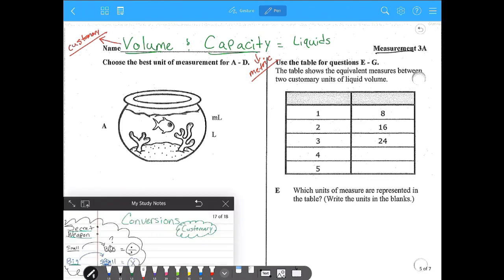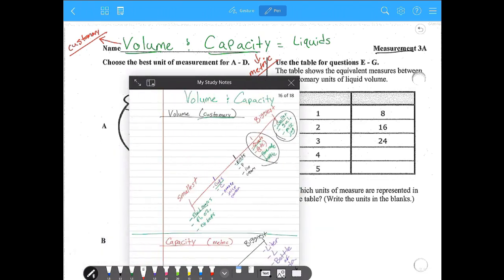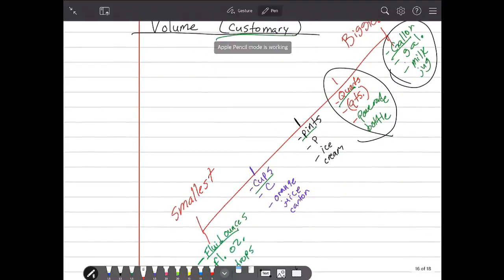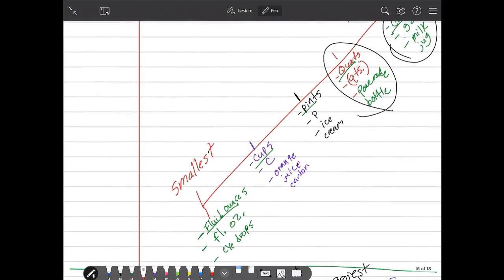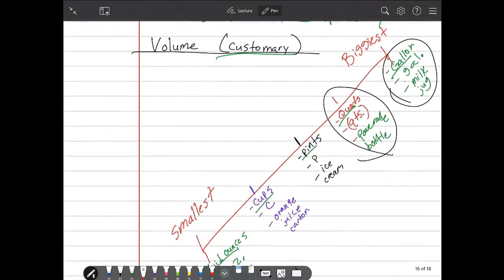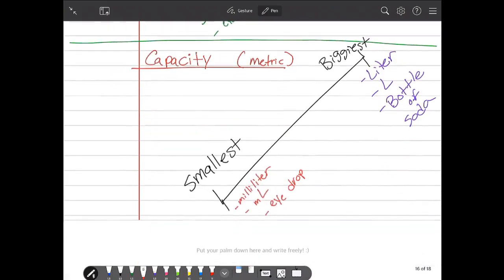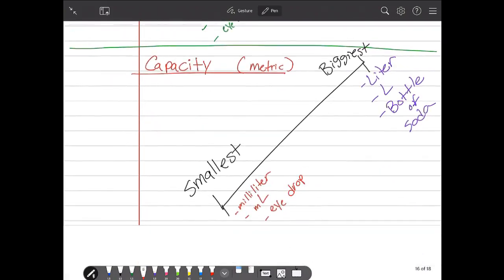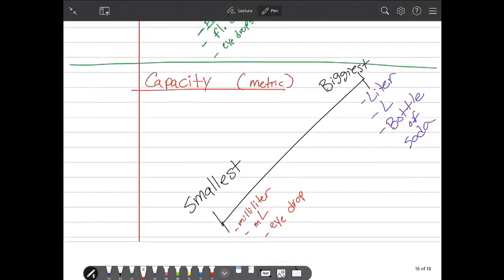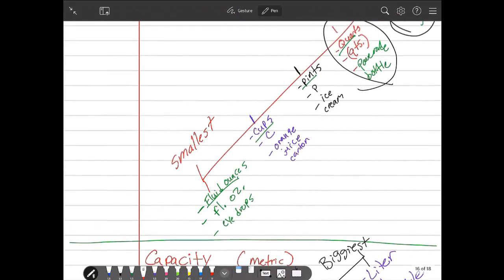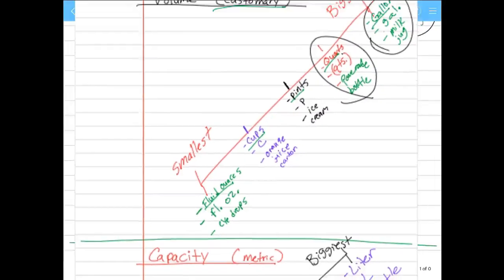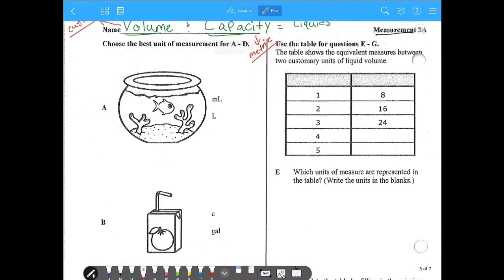And if you remember our notes that we did take right here, we did take our notes about volume and capacity, where we have the fluid ounces, which are like eye drops, and the biggest would be like the gallons. That's the customary. And the capacity in the metric system, the smallest would be the milliliter, which is the size of an eye drop again, and the biggest would be a liter. So be sure you look at your notes of your ladder to help you, especially when we do biggie smalls. So now on to your questions.